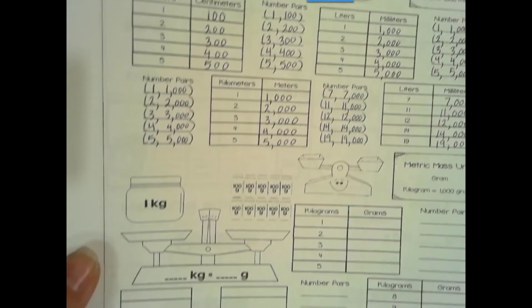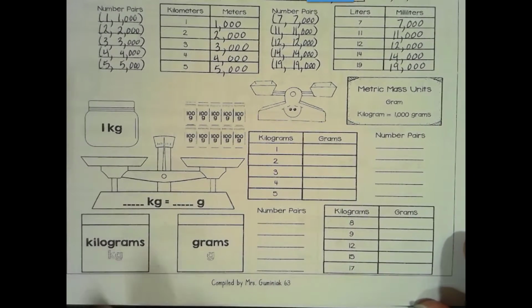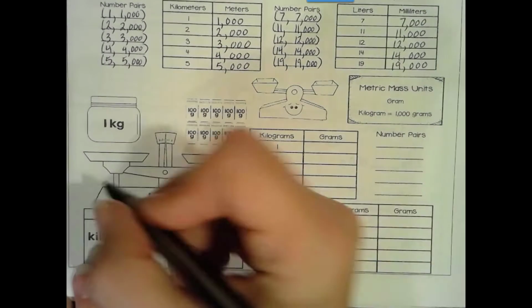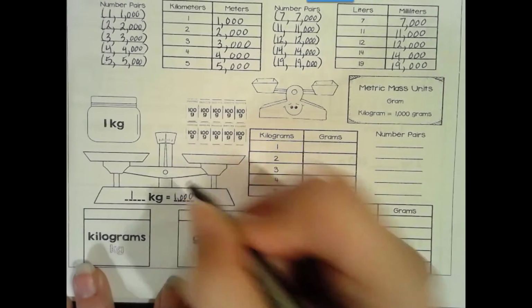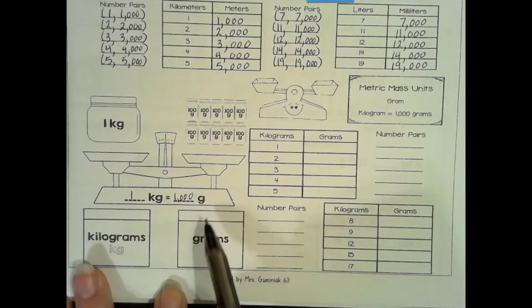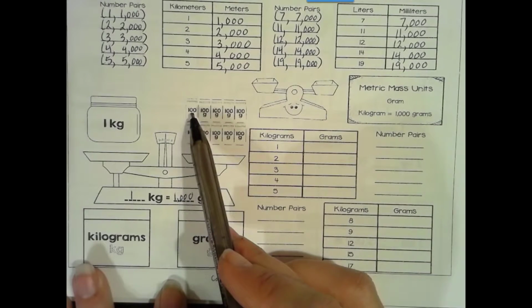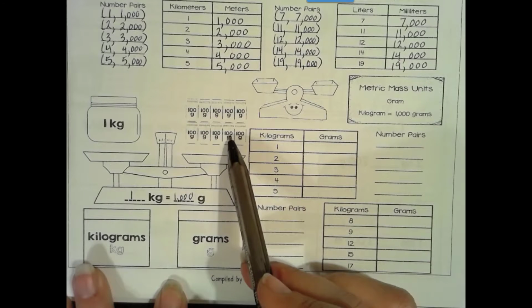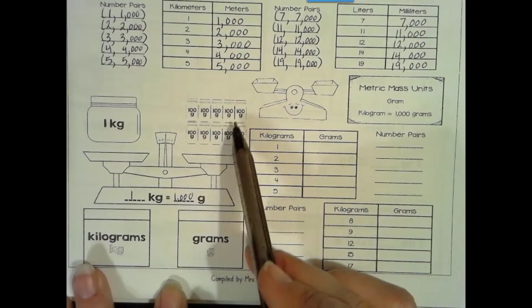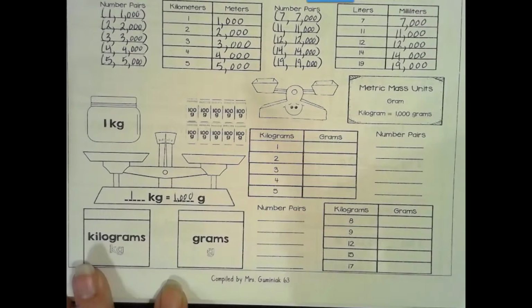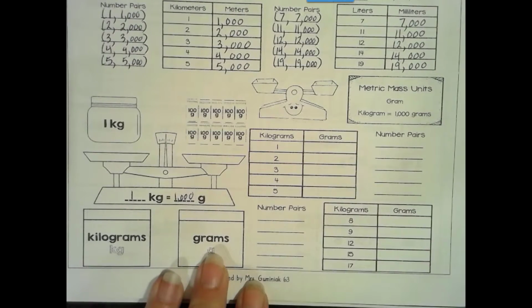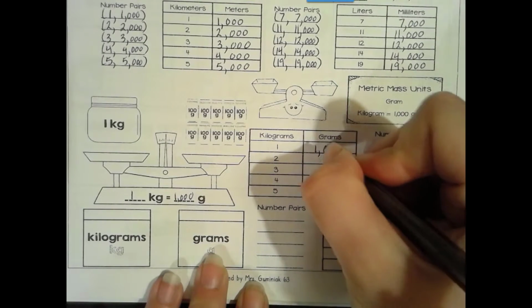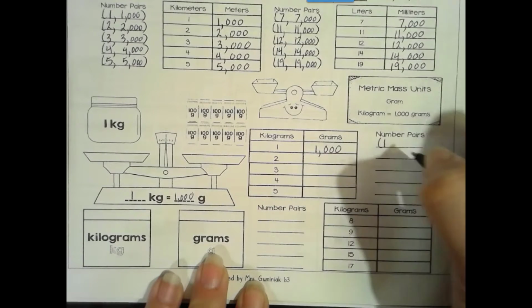Okay, now we're going to look at our mass. For every 1 kilogram, there's 1,000 grams. So here's 100, 200, 300, 400, 500, 600, 700, 800, 900, 1,000. 1,000 grams is the same as a kilogram. That's what we're going to use here. So if I have 1 kilogram, I have 1,000 grams. So for every 1 kilogram, there's 1,000 grams.